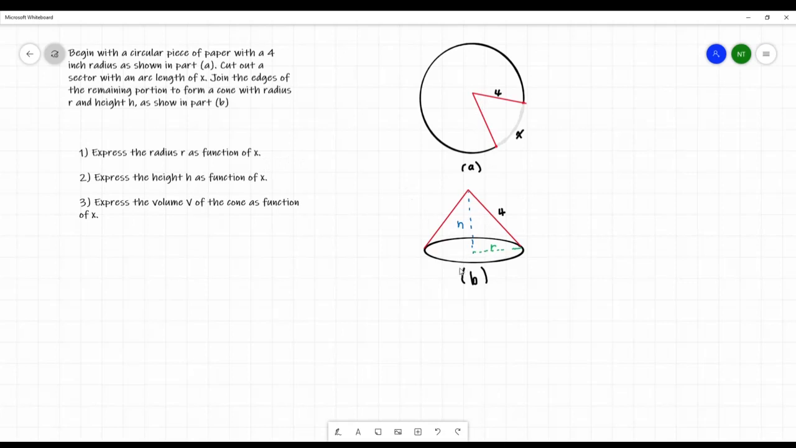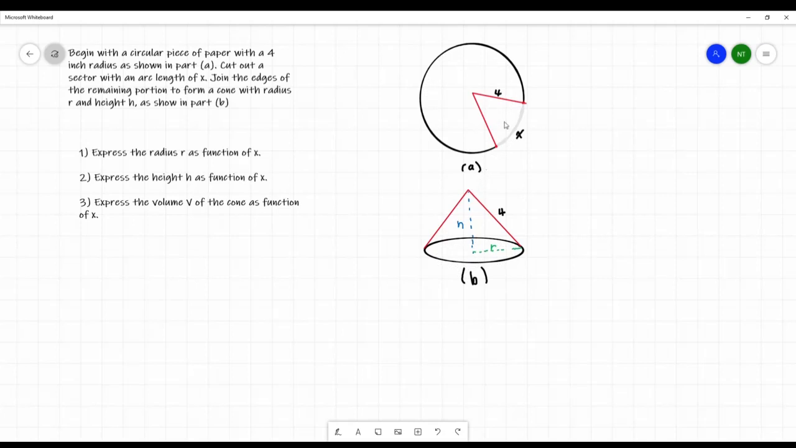The non-trivial part is just to understand the logic of going from here to here. So let's start by solving this problem. Let's see what we need to notice first. What we need to notice first is that the circumference of the base of this cone is actually equal to the circumference of this circle minus x.